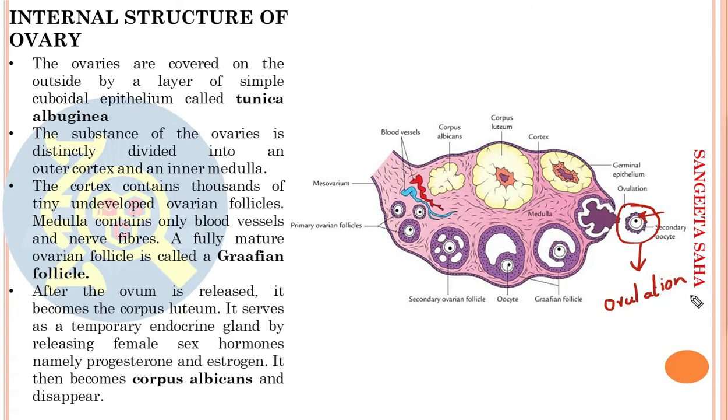Now after ovulation, what happens? The empty Graafian follicle remains like this, and this empty Graafian follicle undergoes three stages. As the secondary oocyte gets released from the Graafian follicle, the blood vessels get ruptured and a little bit of blood comes out. This part is known as corpus hemorrhagicum.